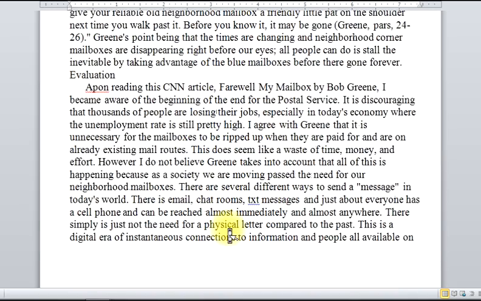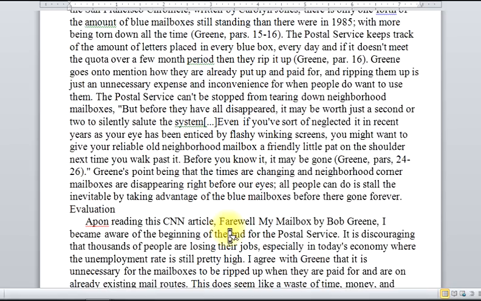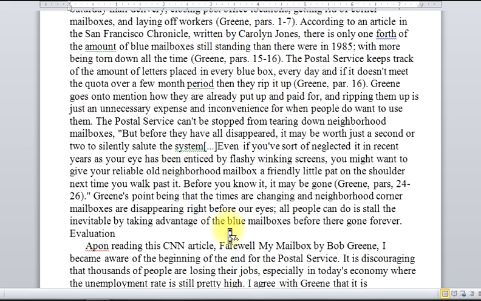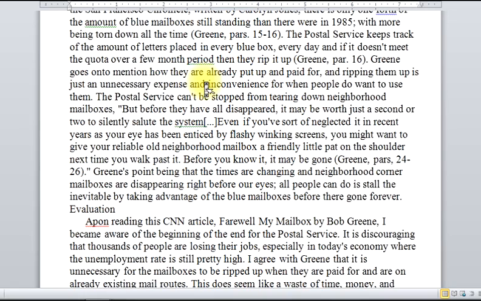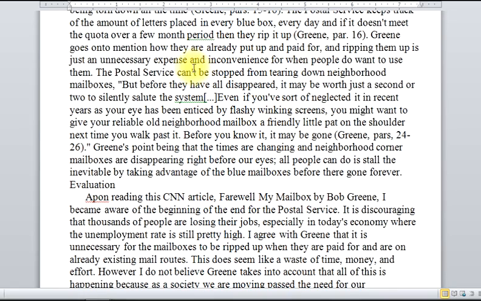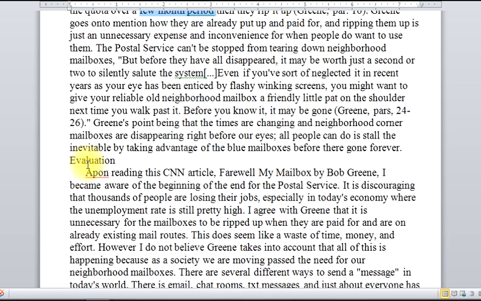The one thing that keeps us away from a strong A is just a lot of surface errors like this. There should be a U up there. And if it doesn't meet the quota of a few month periods, you know something's wrong with the quotation here. Something like a pawn needs to be fixed.